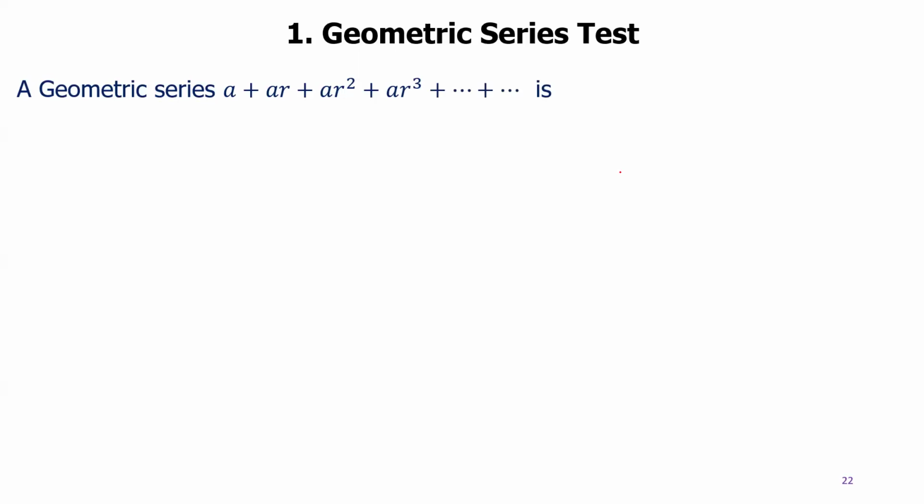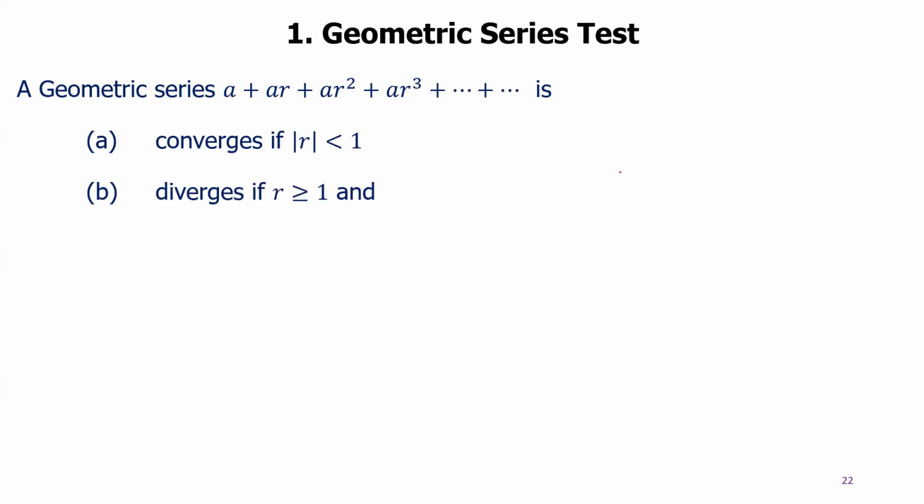A geometric series a plus ar plus ar square plus ar cube and so on converges if modulus of r is less than 1, diverges if r is greater than or equal to 1, and oscillates if r is less than or equal to -1. This is the geometric series test. So let us take one example to use this geometric test.